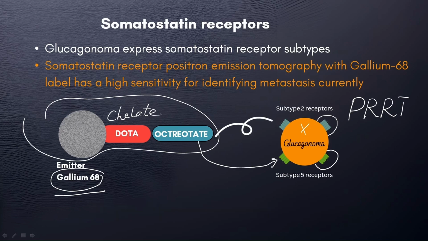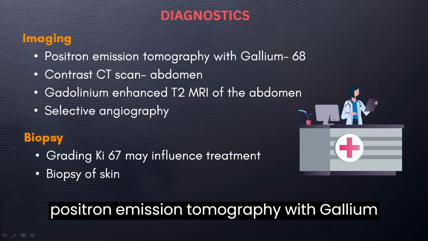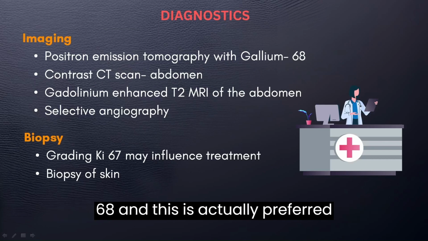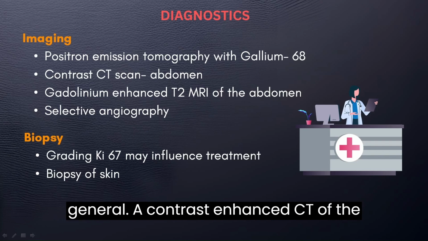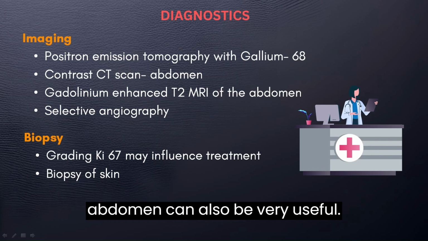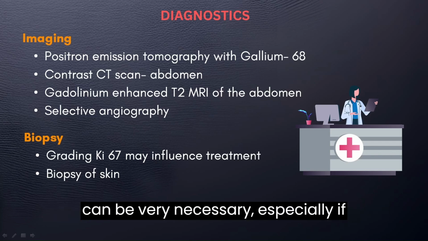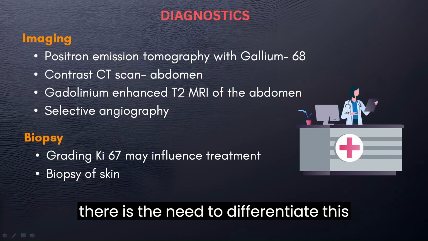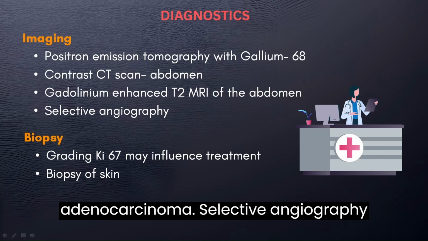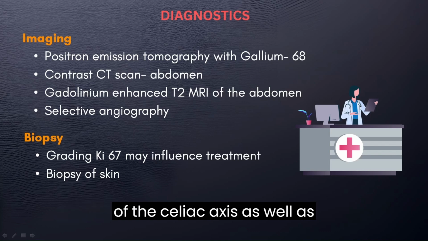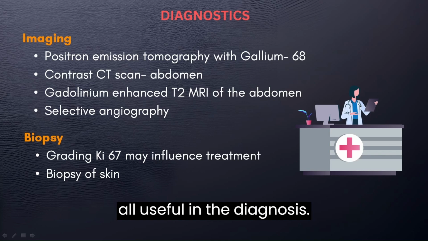So, imaging modalities may include a positron emission tomography with gallium 68, and this is actually preferred unless they are not available. In general, a contrast enhanced CT of the abdomen can also be very useful. A gadolinium enhanced T2 MRI of the abdomen can be very necessary, especially if there is the need to differentiate this type of tumor from a pancreatic adenocarcinoma. Selective angiography of the celiac axis as well as somatostatin receptor scintigraphy are all useful in the diagnosis.